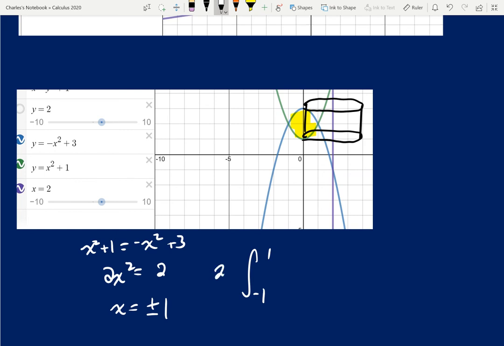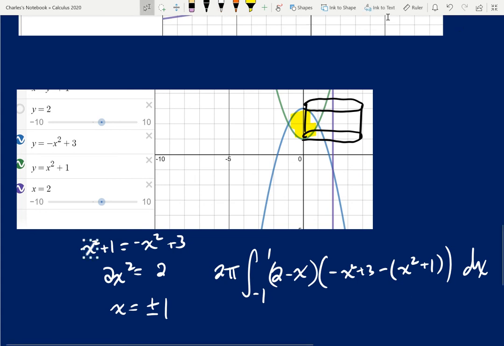These things are each going to be cylinders, so it's going to be 2 pi times, and I think it's going to be 2 minus x, which is how big the radius is, times the height, and the height is going to be negative x squared plus 3 minus (x squared plus 1) dx. I think that's what that is. And you could simplify it from there, of course.